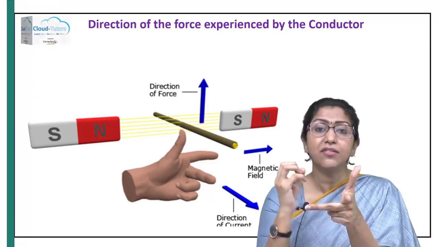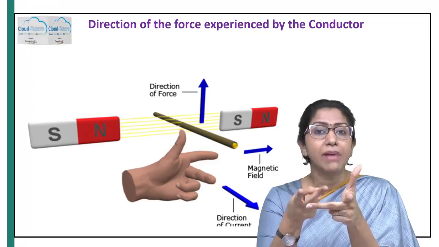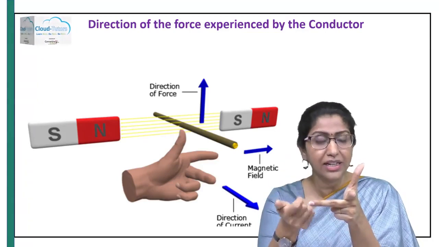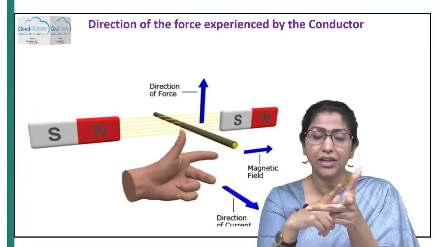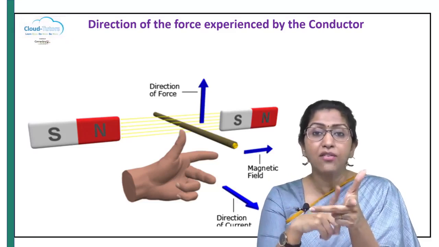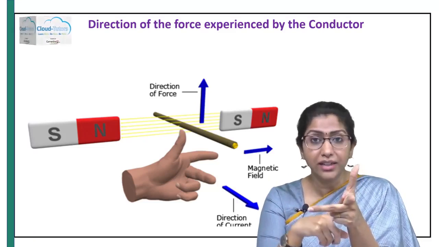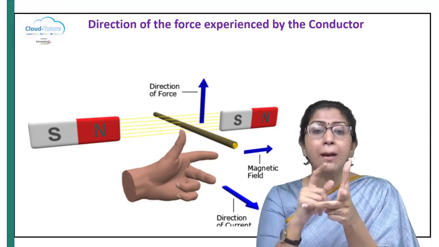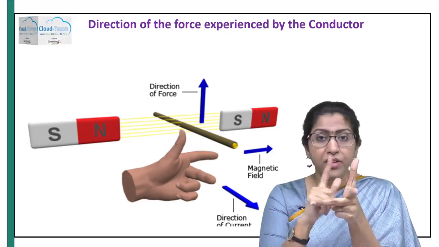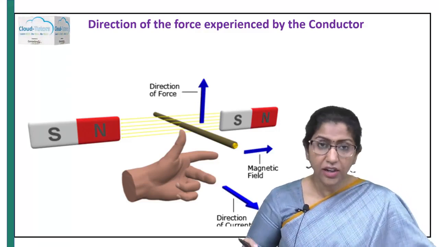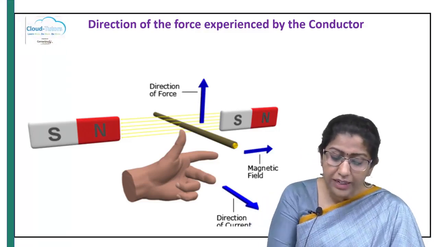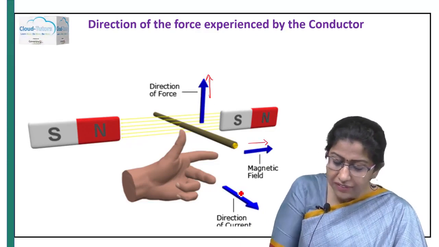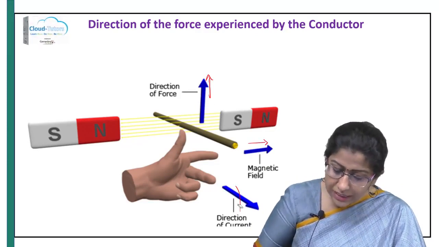It experiences a force due to the interaction of the two magnetic fields, because there are two magnets present over there. One is the electromagnet and another is the permanent magnet. So the direction of this force experienced by the conductor kept in the magnetic field of another magnet is given by my thumb here. Alright, so as you can see it here on the picture, the direction of the force is given by the thumb.